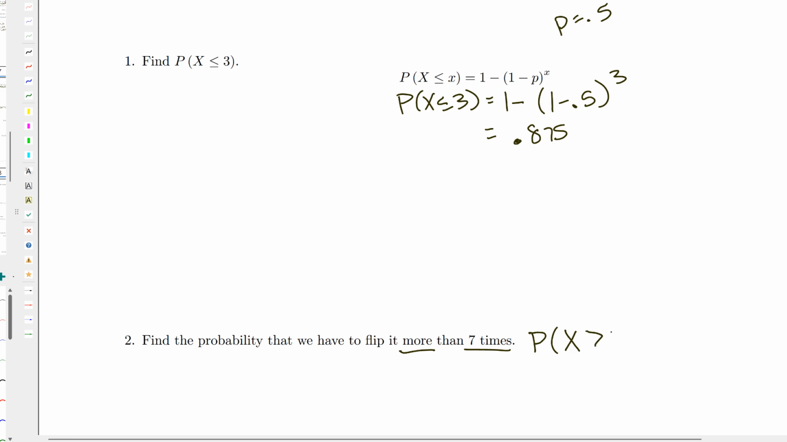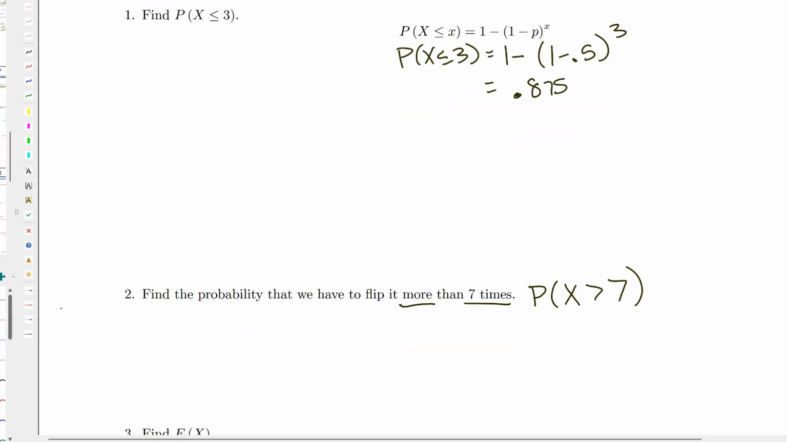So you want the probability that X is greater than 7. Our formula only works for X less than or equal to something, so let's see if we can change this. If my possible values were 1, 2, 3, 4, 5, 6, 7, 8, 9, 10, 11, etc. We want the chance that we have to flip it more than 7 times, which means we didn't actually want to include the 7. So we wanted to include 8, 9, 10, etc.